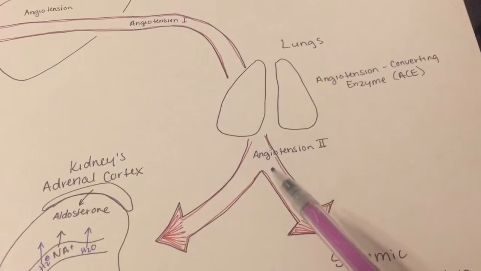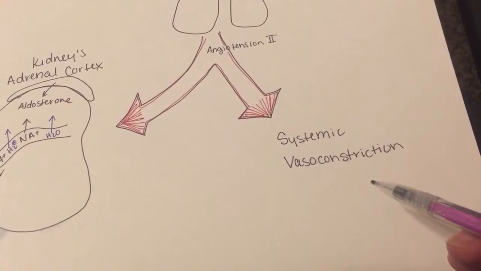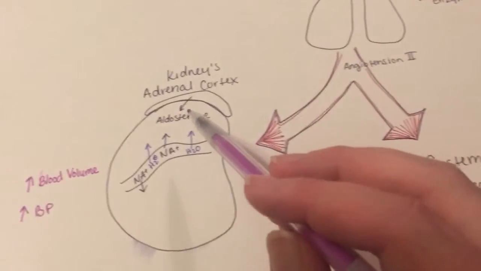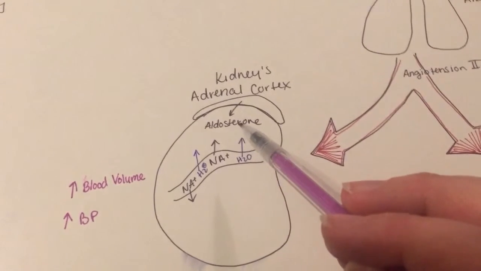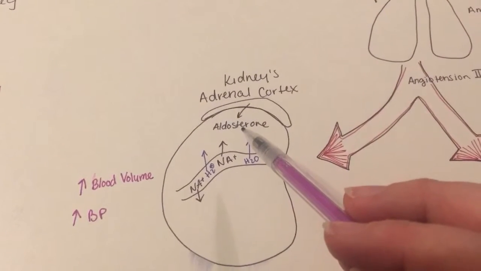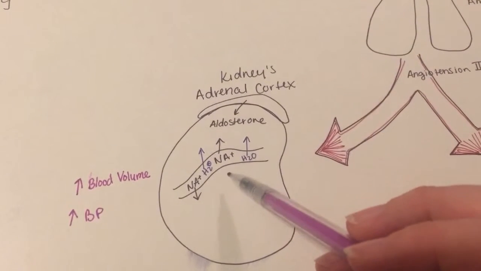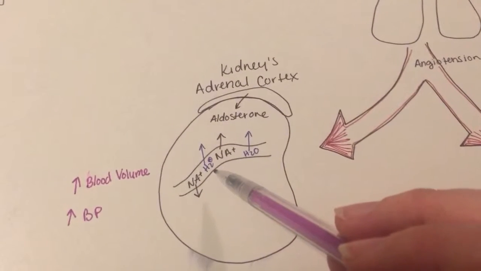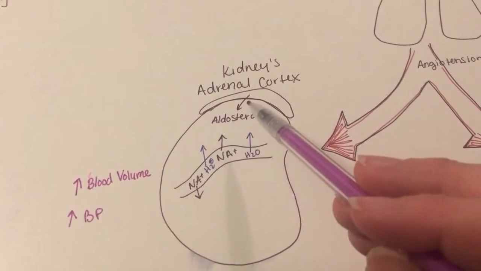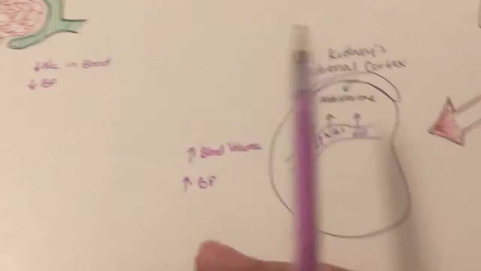The angiotensin 2 travels through the blood, causing systemic vasoconstriction, increasing the blood pressure, and acting on the kidney's adrenal cortex, causing the production and release of aldosterone. Aldosterone stimulates the epithelial cells in the distal tubule and collecting ducts of the kidney to increase reabsorption of sodium, which in effect increases the reabsorption of water as the water follows the sodium into the bloodstream out of the filtrate. This increases blood volume and blood pressure.